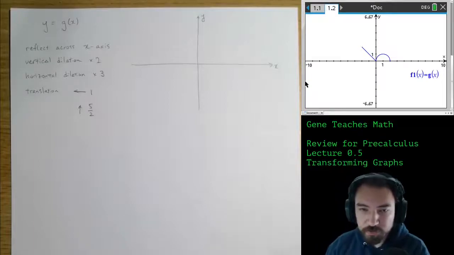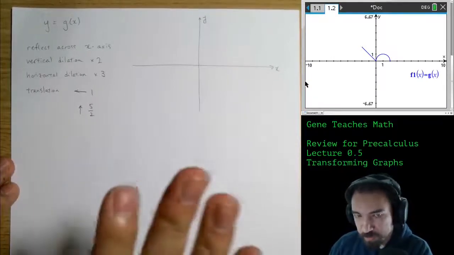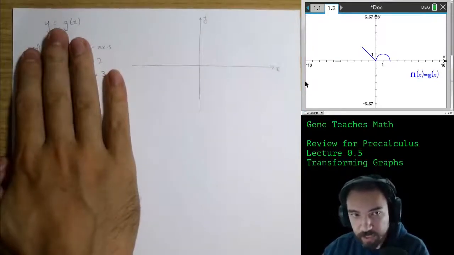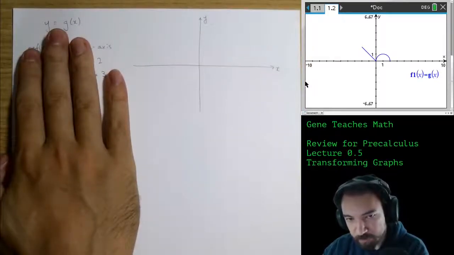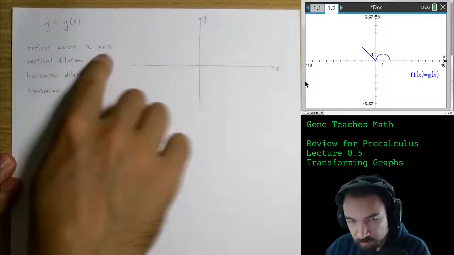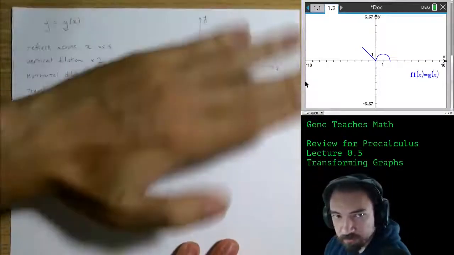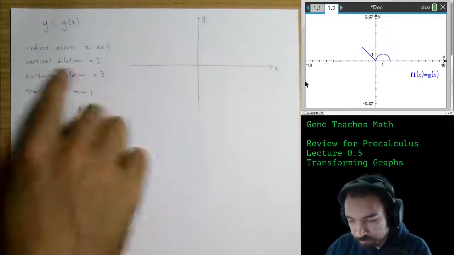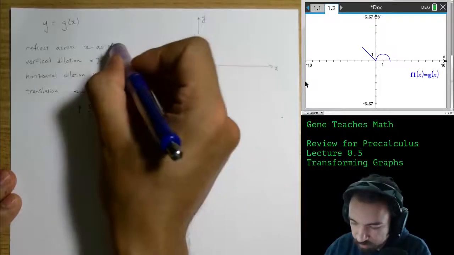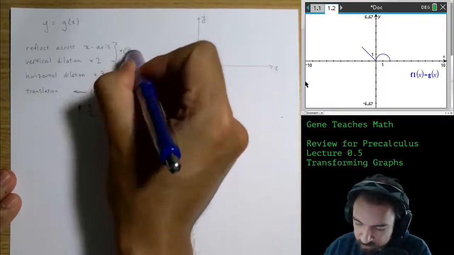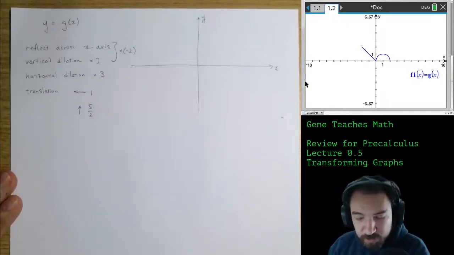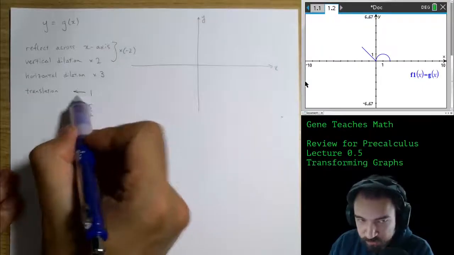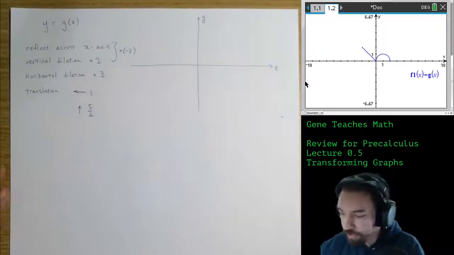All right, let's return the discussion to functions. So here on the screen, we have a graph of y equals g of x. You can see that up there. Then we're going to take that and transform it according to these steps. So first, we want to reflect across the x-axis, which is going to flip our graph upside down. So that's a vertical dilation of times -1. Then if we do another vertical dilation of times 2, the combination is a vertical dilation of times -2. Okay, so we'll do that in one step. And then a horizontal dilation of times 3. We'll stretch it out that way, and then we'll shift the origin to the left 1 and up 5/2.